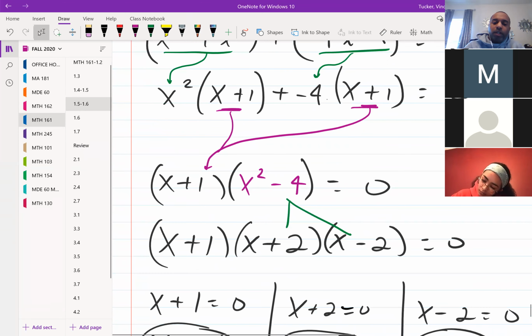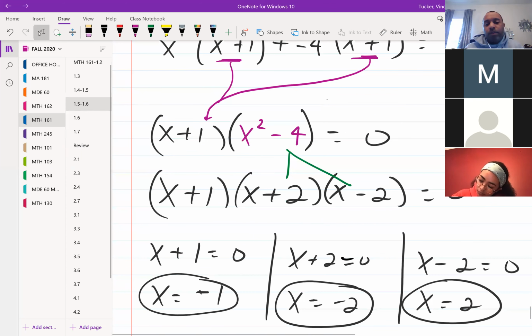Once you've done so, you can set each part equal to 0 and solve for x. So x plus 1 equal to 0 gives you x equals negative 1. x plus 2 equal to 0 will give you x equals negative 2, and x minus 2 equal to 0 will give you x equals positive 2.